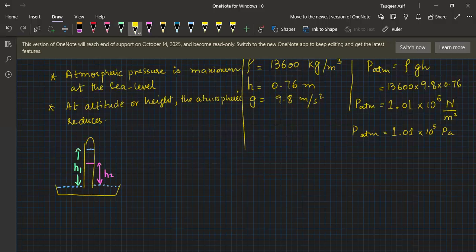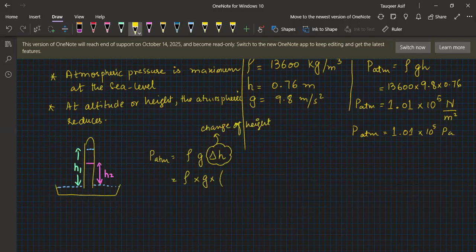This means that if I want to find out the pressure difference, it's going to be rho g delta h. Why delta h? That is a change of height. So rho g delta h, and delta h is going to be h1 minus h2. This is how you will find out the change in pressure.